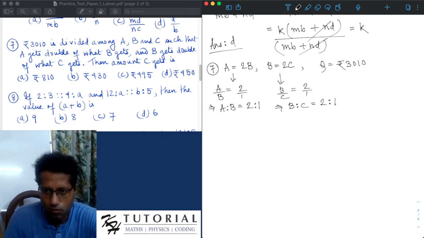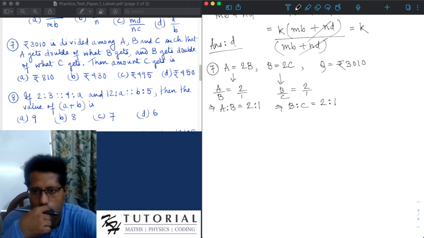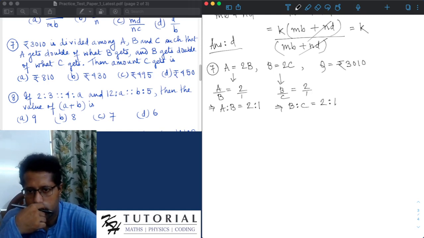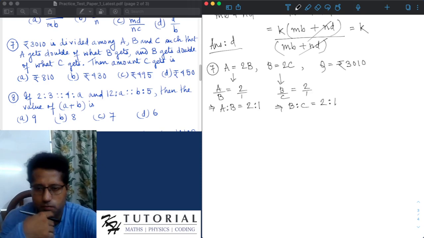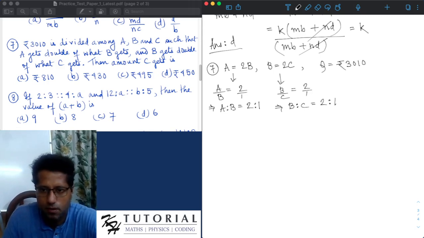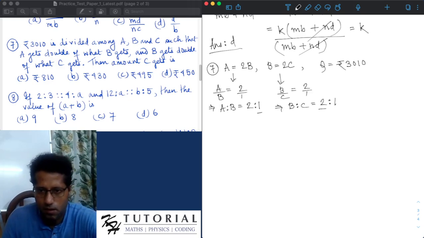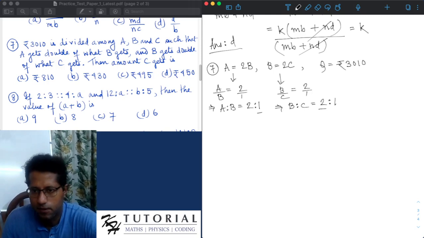Now we know A is to B and we know B is to C, and to find A is to B is to C, we have to make the B term equal. But in these ratios, in the first ratio A is to B, the B term is 1, but in the second ratio, B is to C, the B term is 2. So we have to convert these two ratios to equivalent ratios so that the B terms will be the same, and that will be the LCM of 1 and 2, which is 2.